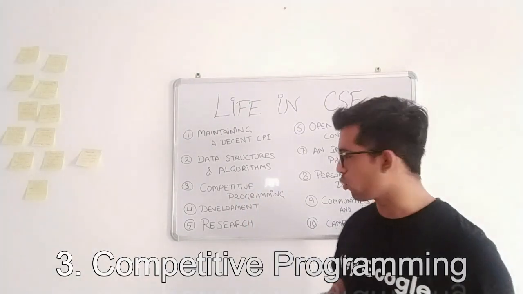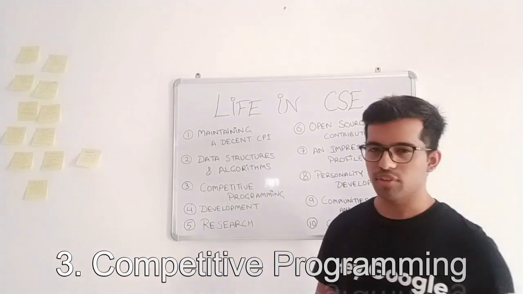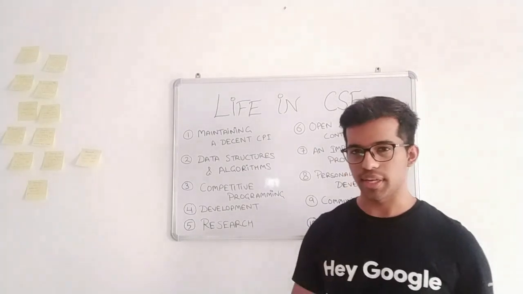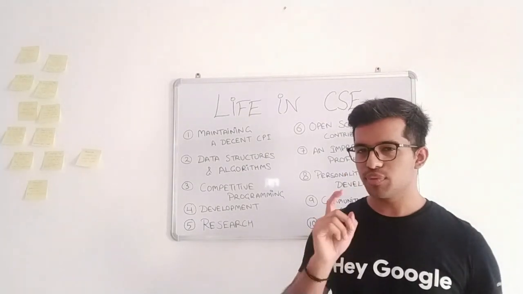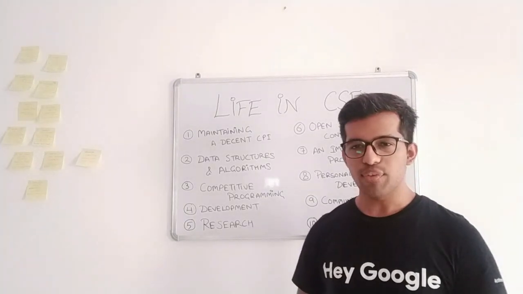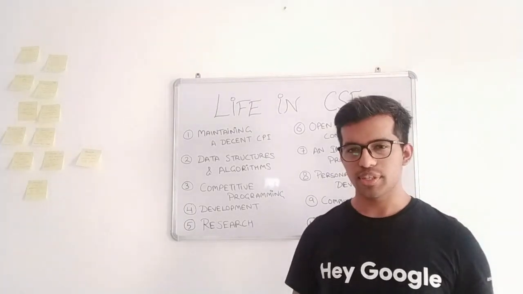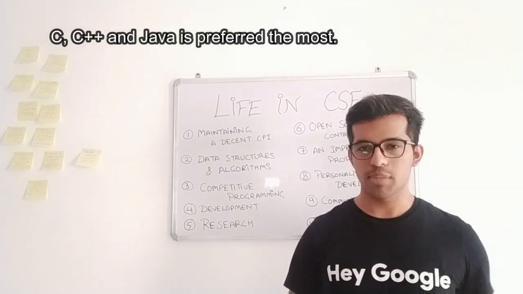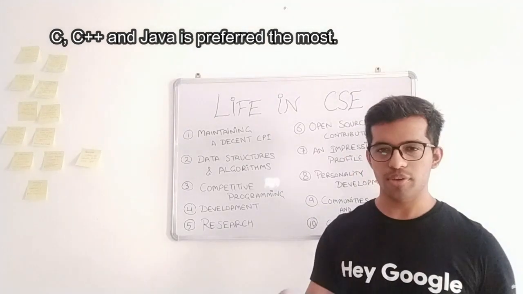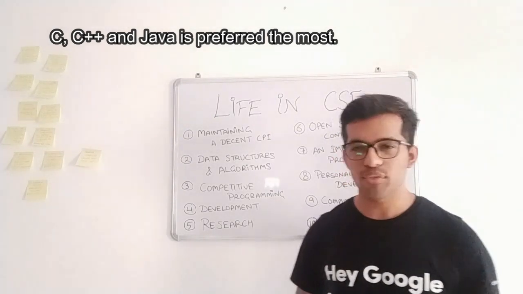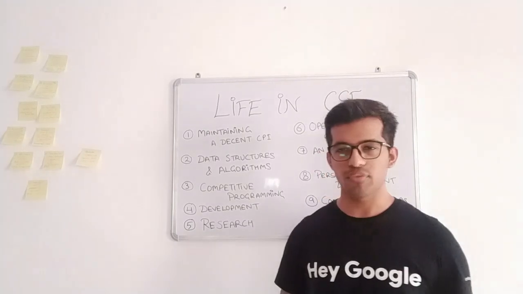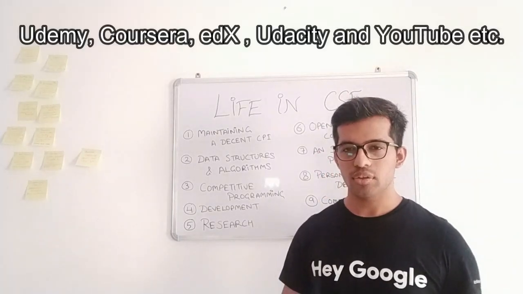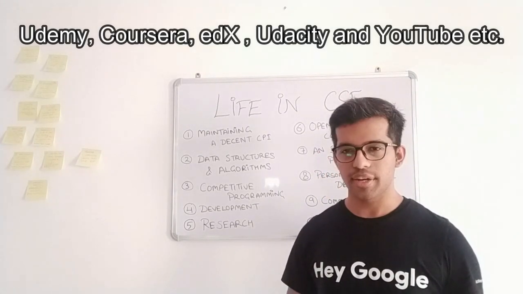And next is competitive programming. This is a very important thing which almost every CSE student must practice daily. Make a habit of solving at least one question per day. To start with competitive programming, all you need to do is just learn one language, preferably C, C++ or Java. C++ is preferred the most because of its high speed. Don't worry if you are new to programming languages. You can learn them on websites like Udemy, Udacity, Coursera, edX and YouTube, etc.